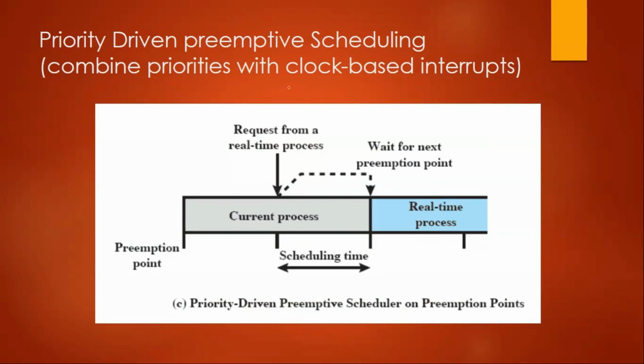Next is priority-driven preemptive scheduling. It combines priorities with clock-based interrupts. This scheduling is the same as before, but it is now preemptive, meaning that the current process does not have to run to completion, and the real-time process will be executed based on the preemption point. Preemption points occur at regular intervals. When the preemption point occurs, the current running process is preempted if the real-time process is of high priority, and it will be preempted in the next clock. This scheduling is good for some real-time systems, but it will not suffice for more demanding applications.